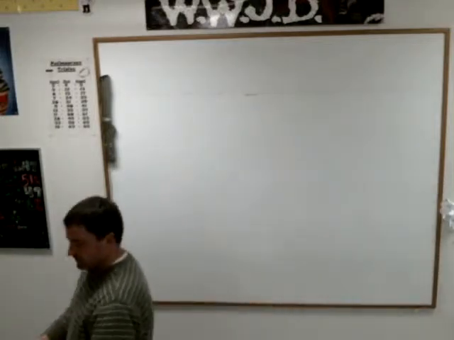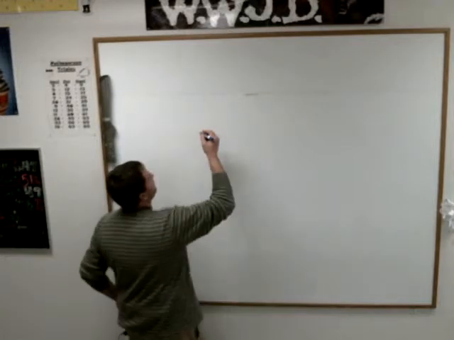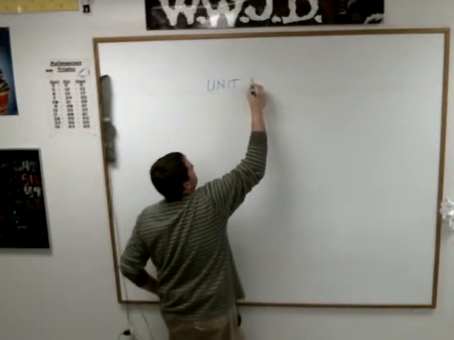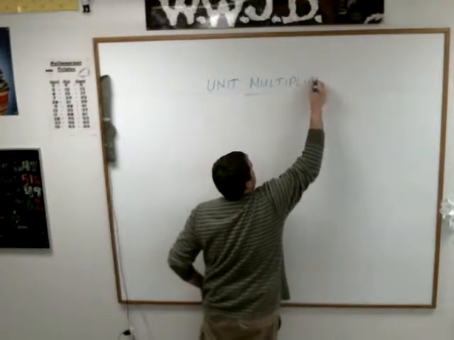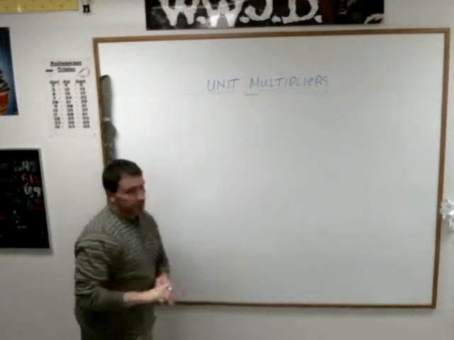Here we go. Write down on top: unit multipliers. We've done a little of this, maybe. Maybe we haven't, I don't know. Here we go. Please don't ruin my board. Unit multipliers. Right, so much for the blue marker.